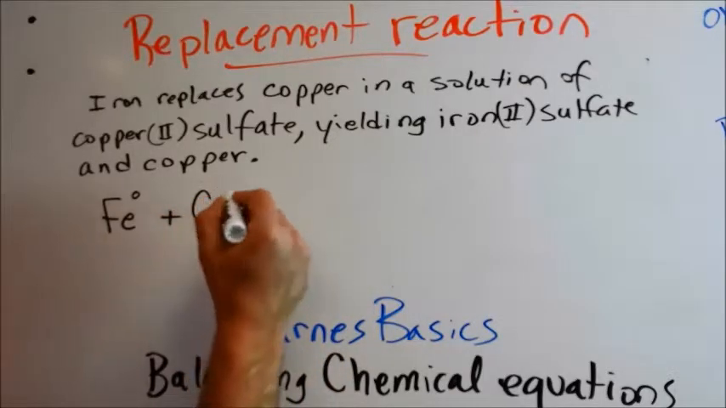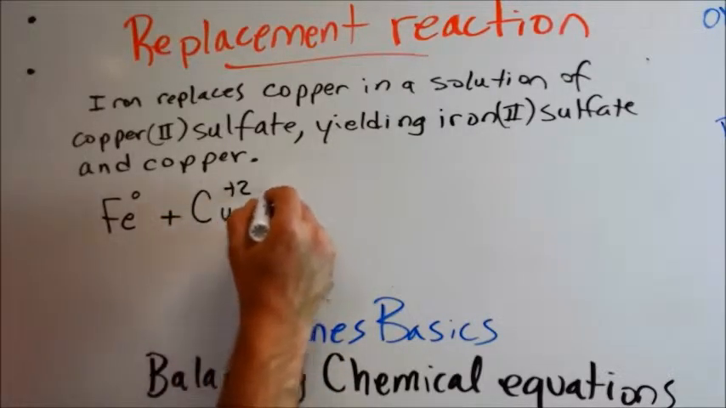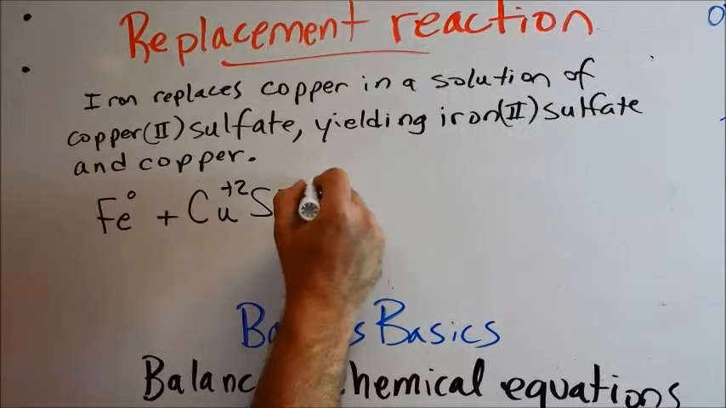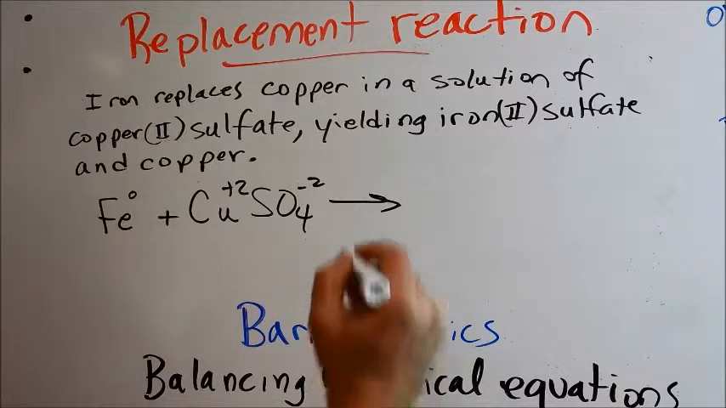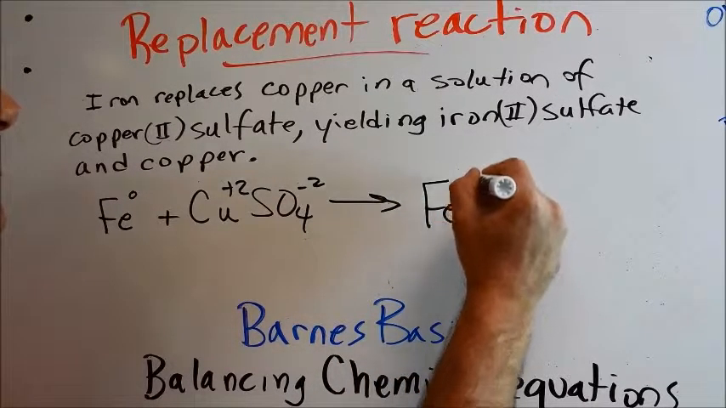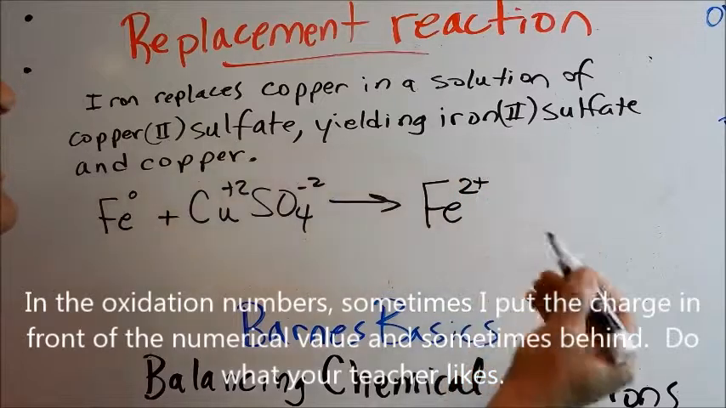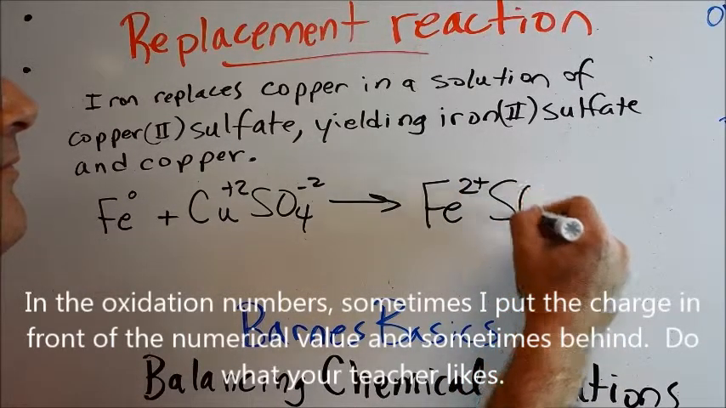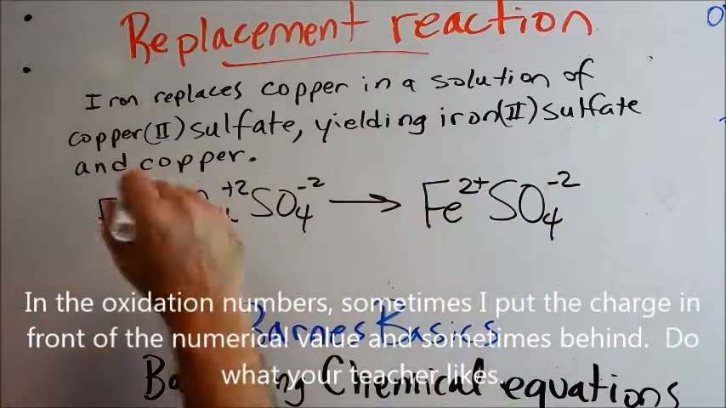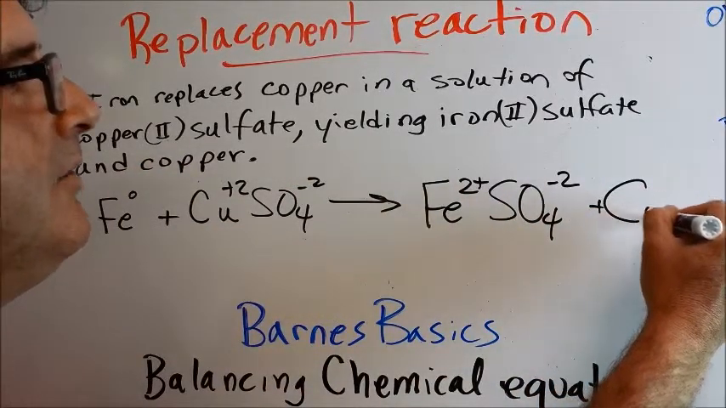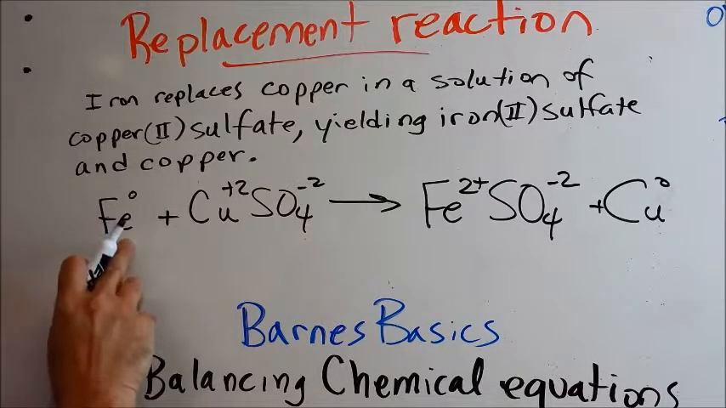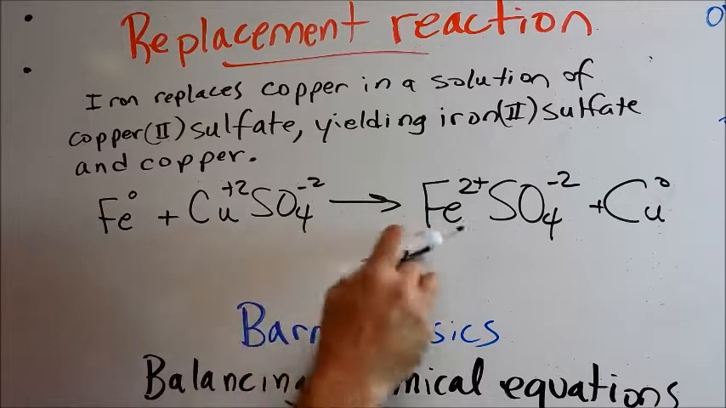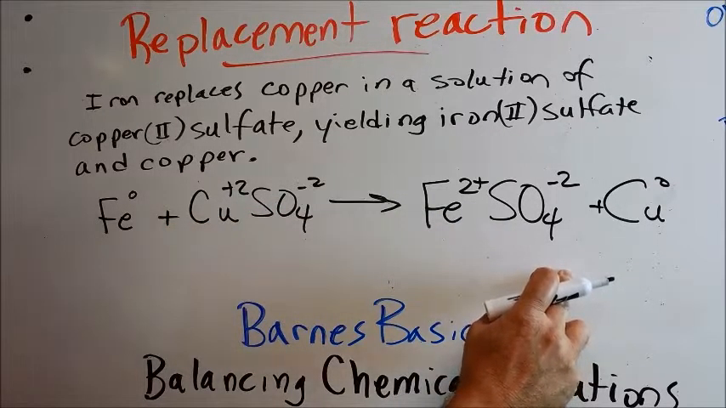So this is saying that we have copper plus 2 and sulfate, SO4 minus 2, yielding iron 2 sulfate and copper. And when copper is by itself, it is also neutral. So in this reaction, the iron is displacing the copper, and the copper is kind of getting kicked out here.